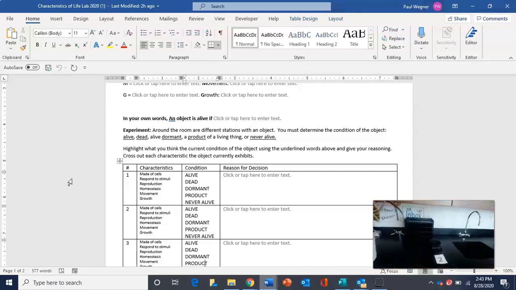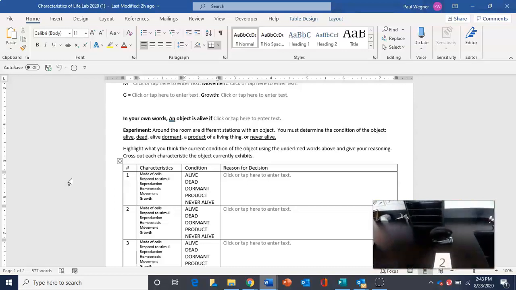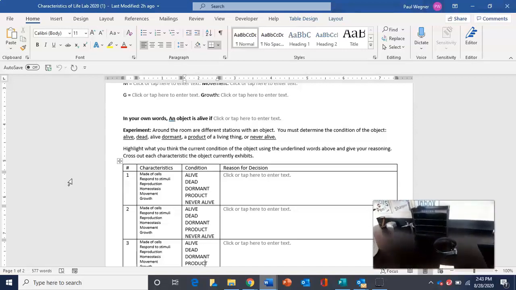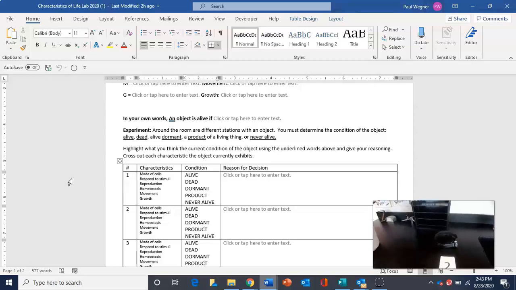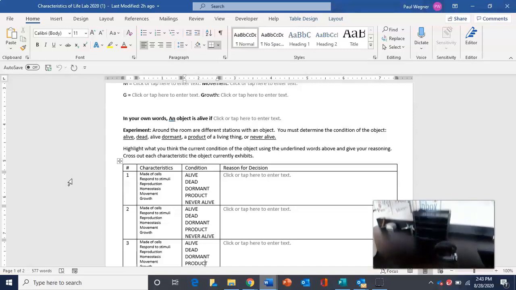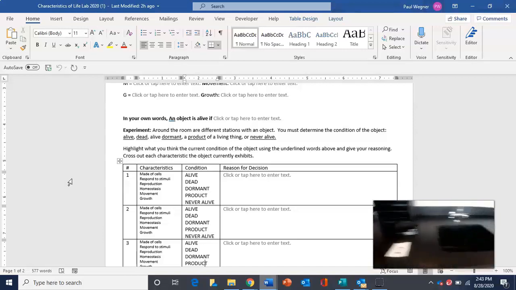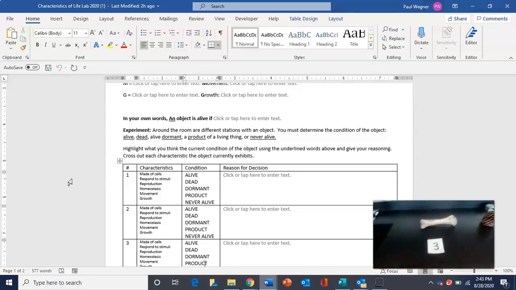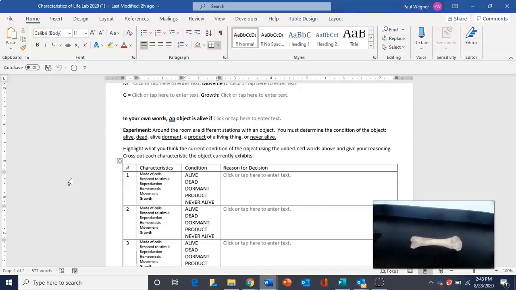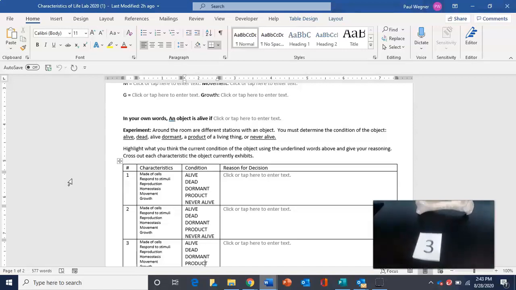Let's look at number 2. Number 2 looks like it is a belt. Number 2, belt. You're going to write down alive, dead, dormant, product, never alive, and you're going to tell me why you think it is what it is. You can always back up the video if you need to see these again, but number 2 is a black belt. Number 3. Number 3 looks like it is a bone. You're going to tell me which one it is and why you picked the answer that you did for number 3.